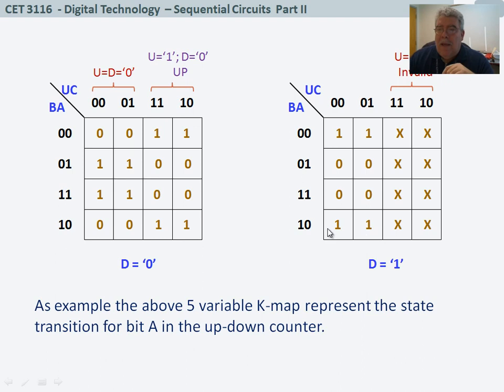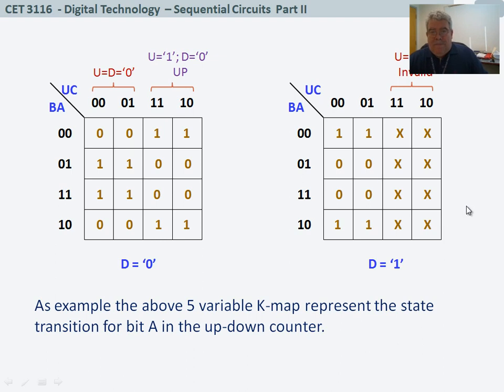Okay, and the same thing here. So for each and every one of the states, this is the present state, and this is what I'm interested in. This is the K-map for A. This is how A should change depending on what the variables here are. This is the next state for A. One counting up, in this case, and the other counting down.